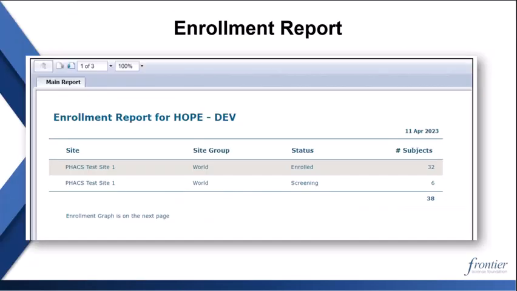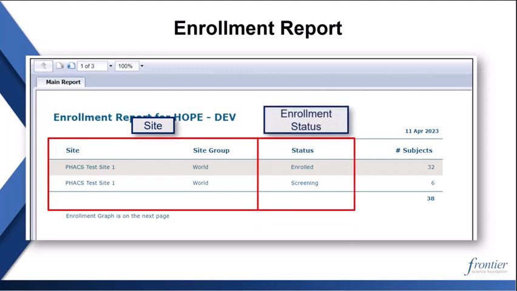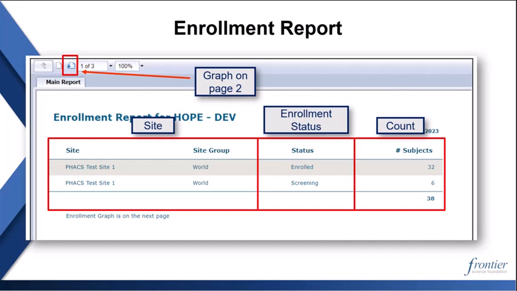The first page of the report, seen here, displays a table with site information, followed by participant status. Statuses include enrolled and screening. The final column, labeled Subjects, provides the number of participants of each status, as well as the total number of participants counted in the table. In the example seen here, the site has enrolled 32 participants and screened 6, for a total of 38. To view a graph of enrollment over time, click the Page button to advance to page 2 of this report.